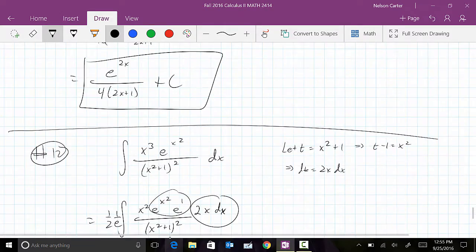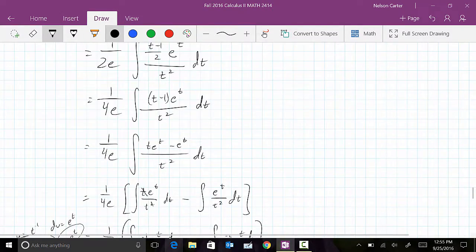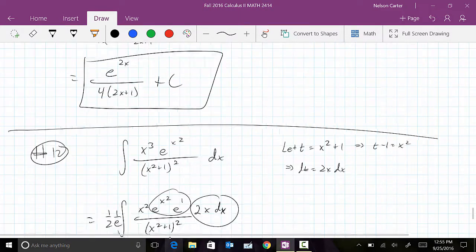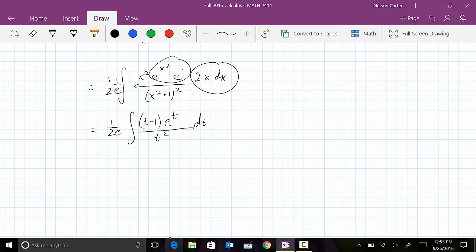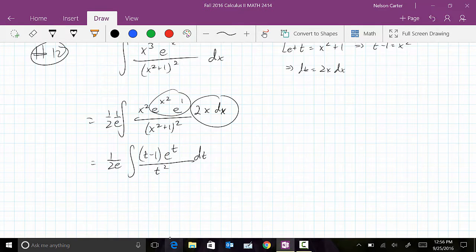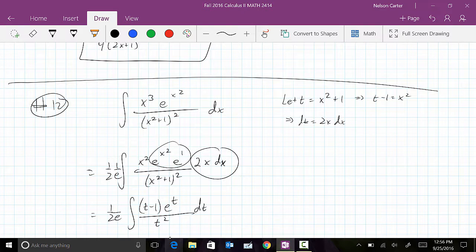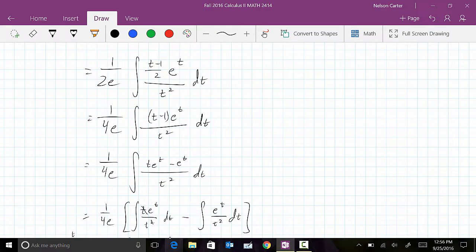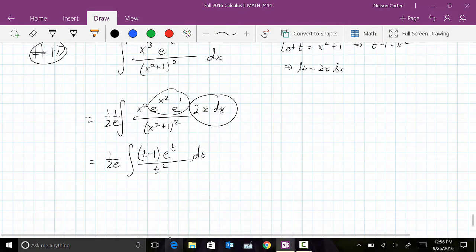Was this the same one though? t minus 1 times e to the power t all over t squared. I thought I worked this one out a different way. Okay, well then from there you could, I guess, just work it out the same way that I worked the other one out above, because this is the same substitution. After you substitute it, you just get the same thing: t minus 1 times e to the power t all over t squared. But I was pretty sure that I had worked this out another way.